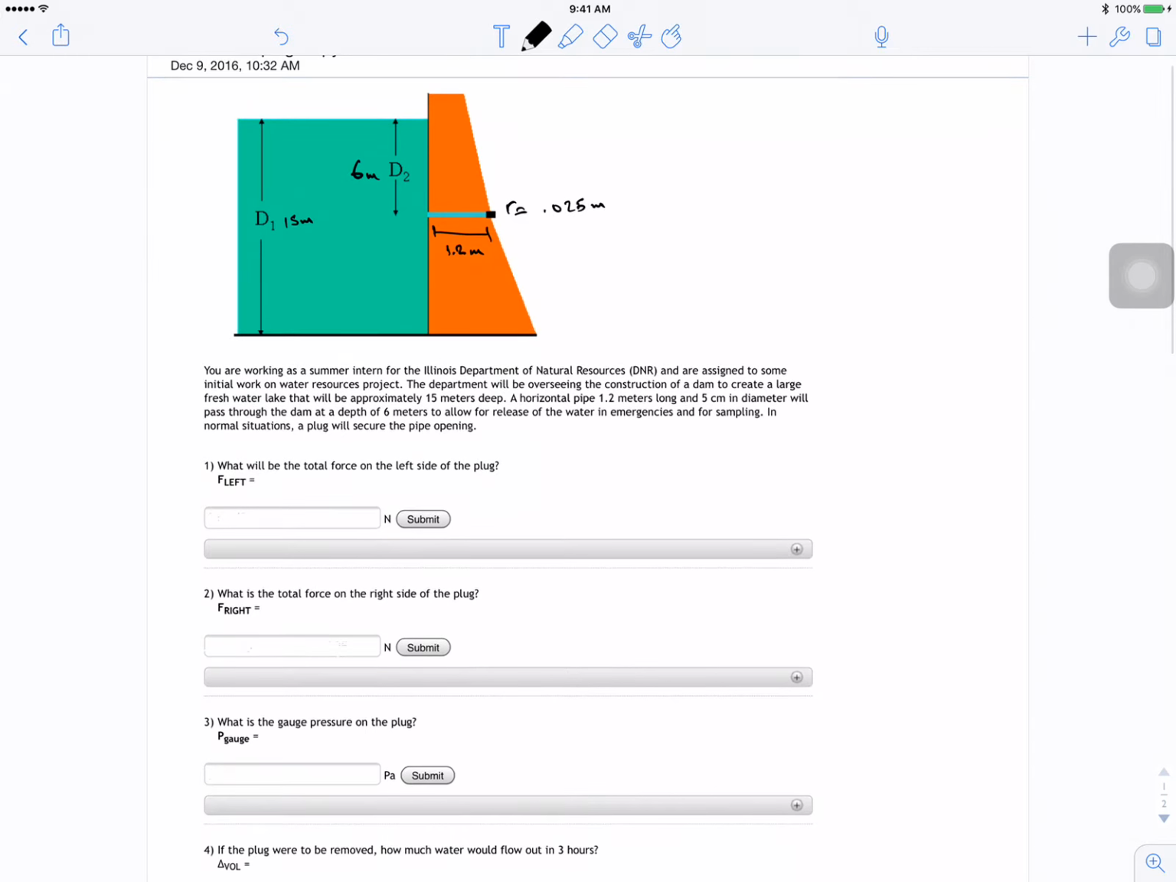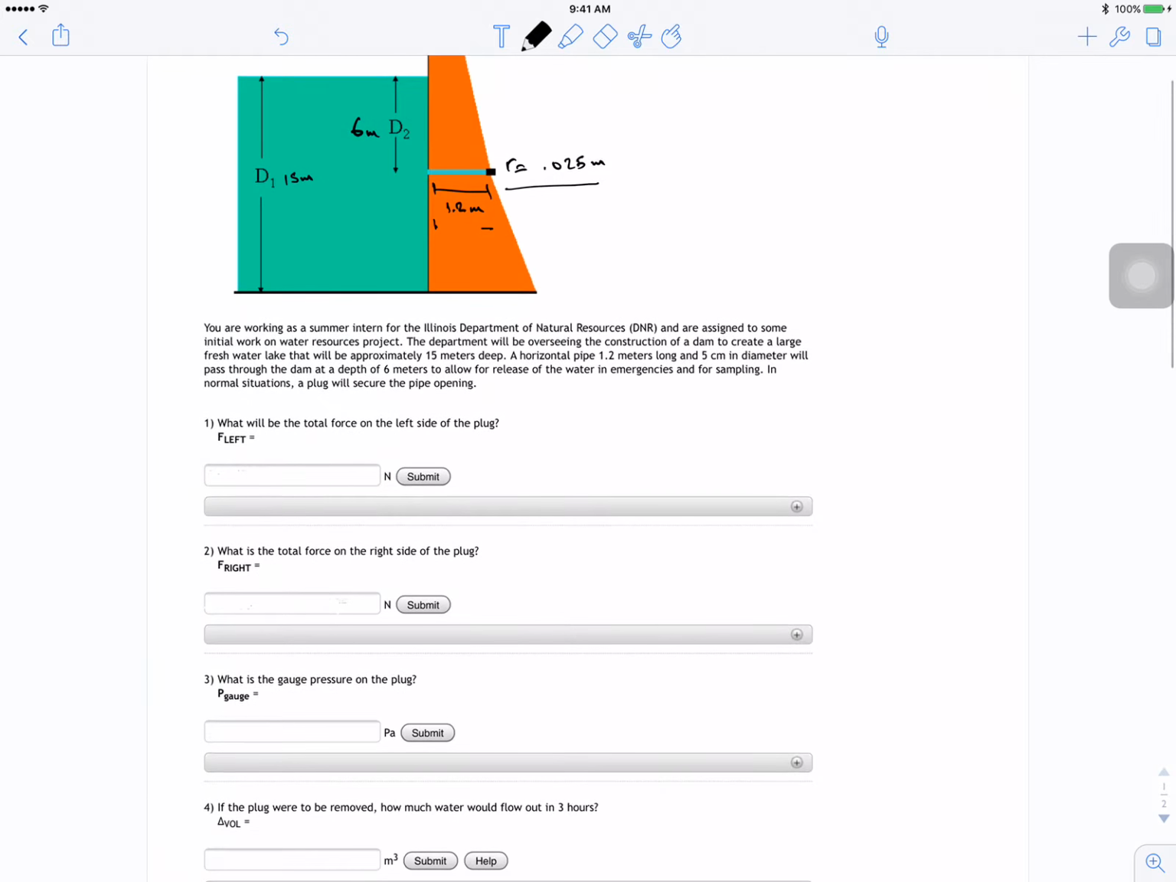So we have this dam in here that D2 is 6 meters, D1 is 15 meters, and we have distance between here to here is 1.2, and they gave us the diameter of this pipe, so just make sure it's divided by 2 and make it in meters so we can get the radius. Cool. So now the first question is, what will be the total force on the left side of the plug?